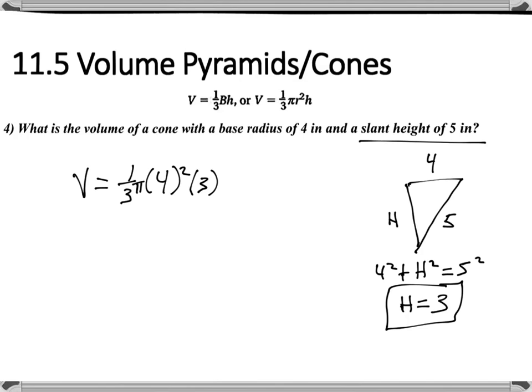So for this problem, once you've figured out the Pythagorean theorem, you should get your height to equal 3. Then you plug it in to our volume formula. 1/3 pi times your radius of 4 squared times your height of 3. Once you've multiplied out the numerical values, you'll get 16 pi, or if you want to multiply it out and include pi, you've got 50.27 inches cubed.